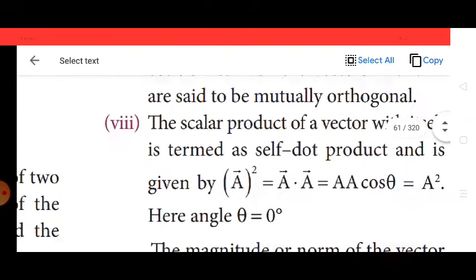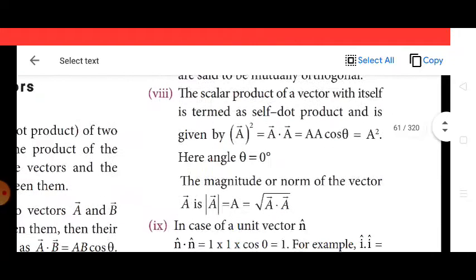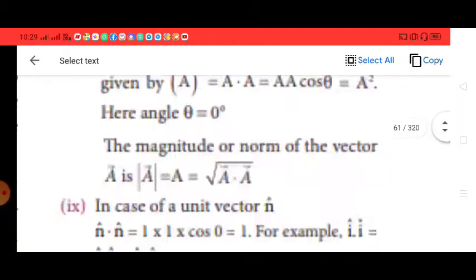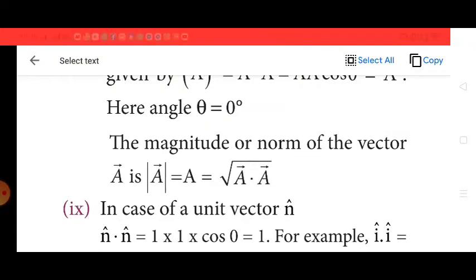Eighth point, the scalar product of a vector with itself is termed the self dot product and is given by a vector square is equal to a vector dot a vector is equal to a square. Here angle theta is equal to 0. The magnitude or norm of the vector a vector is equal to modulus of a vector is equal to a, or root of a vector dot a vector.